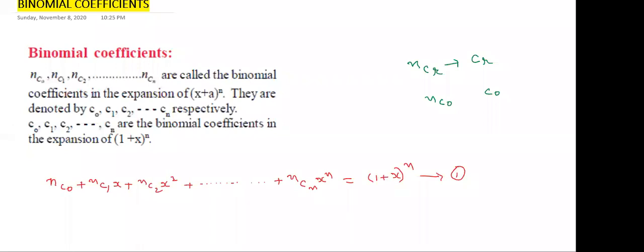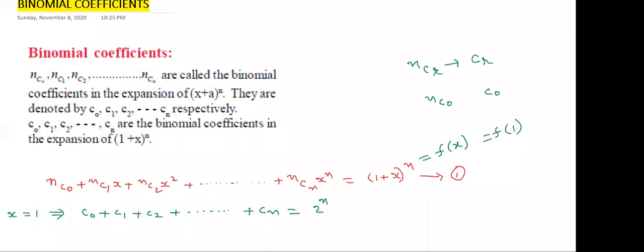Now, in this expansion, substitute x = 1. What happened? If you substitute x = 1, we get C0 + C1 + C2 + C3 and so on up to Cn. On the right hand side, observe that (1 + x)^n is there. In place of x, substitute 1, that is 1 + 1 = 2^n. Sum of the binomial coefficients means, suppose this is the function f(x), then the sum is f(1), just substituting 1 in place of x.